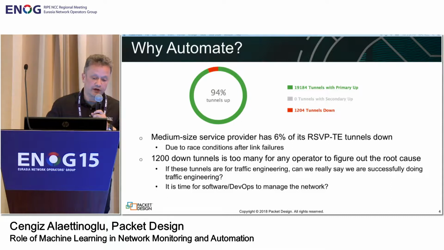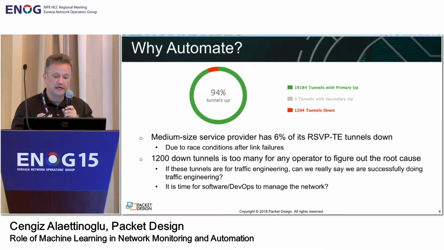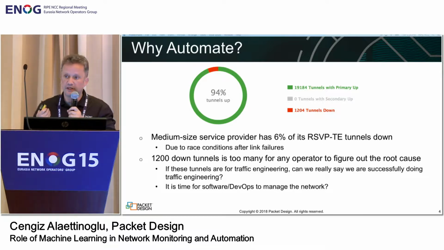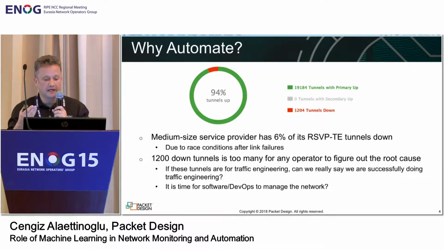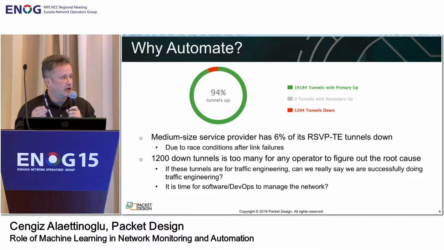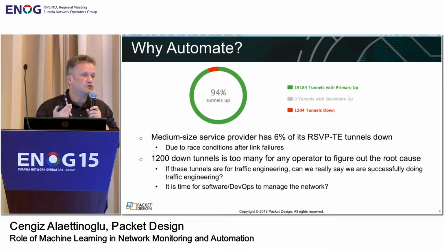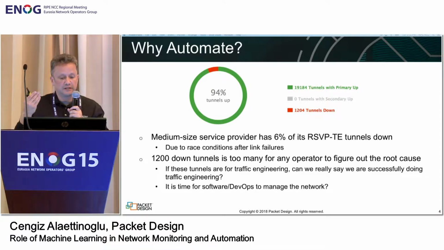But before I show you any of this automation, why should you automate? This is again a slide from my last year's talk in ENOG in St. Petersburg. I think it is ENOG 13. And this is from a medium-sized service provider. They run a full mesh of RSVP-TE tunnels, and they have about 20,000 tunnels. And when I look at this network, actually 1,200 of these tunnels are down. I looked at different times. In this particular network, I don't actually ever see a time where all of these tunnels are up. And if these tunnels are there to achieve traffic engineering and 6% of them are down, what does it mean? Does it actually mean that the network is doing fine? Or it has failed to do traffic engineering?